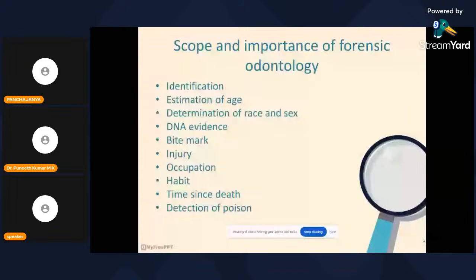decomposition or fall of the teeth, or denaturing of the teeth will give the time since death, and detection of poison: when you consume poison orally or accidentally, there will be small traces of the poison present in the oral cavity. Or, for example, in filling of a tooth, mercury is used. If the mercury is not properly mixed, that can act as a poison. That is one of the examples for detection of poison. These are also a few of the importances of forensic odontology.